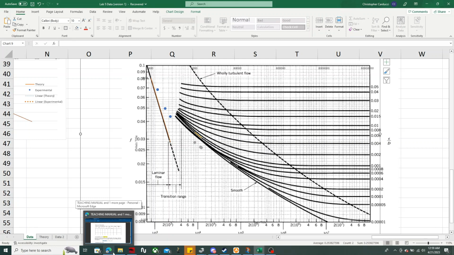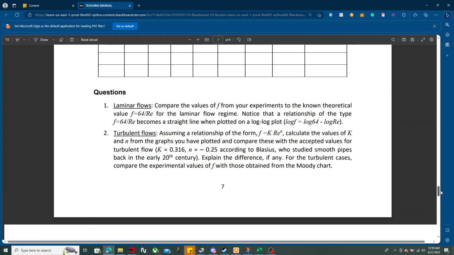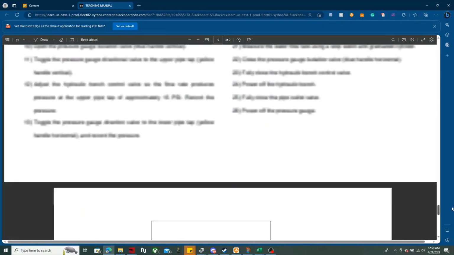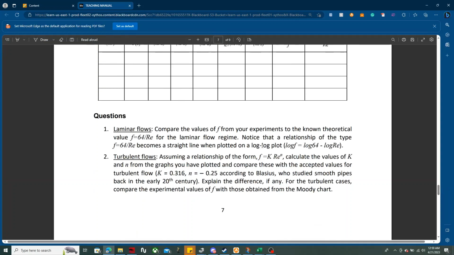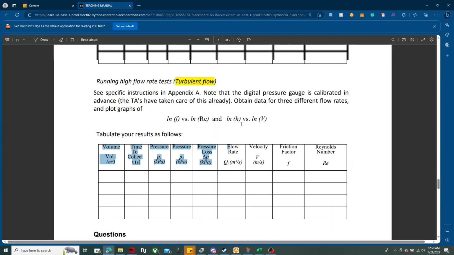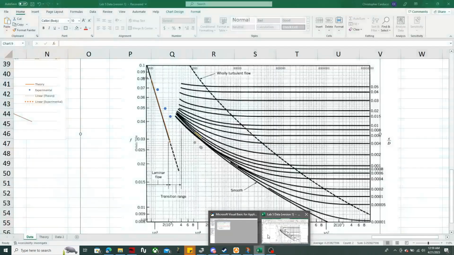Compared to lab 3, really any kind of data analysis will be easier, but there's not too much data analysis you have to do. There's only 2 questions, right? There's no additional questions you have to answer. The only thing that you should do is just have the natural log of friction factor versus the natural log of Reynolds number, where this is on the x-axis, this is on the y-axis, and then answer these.